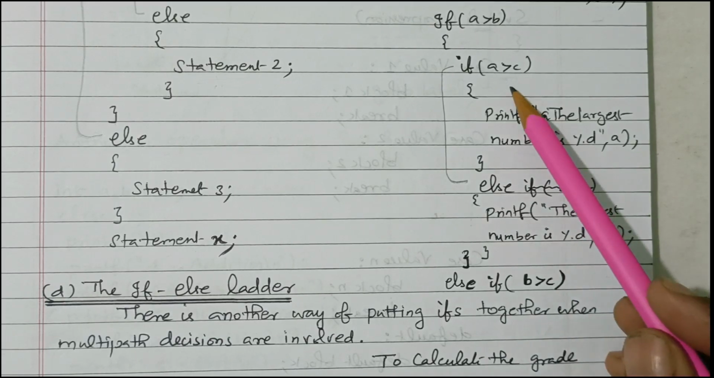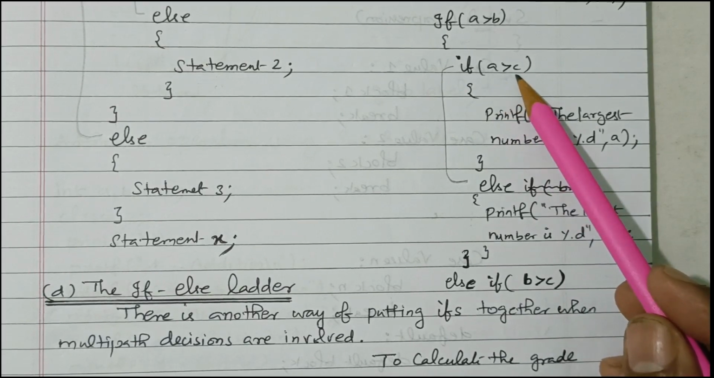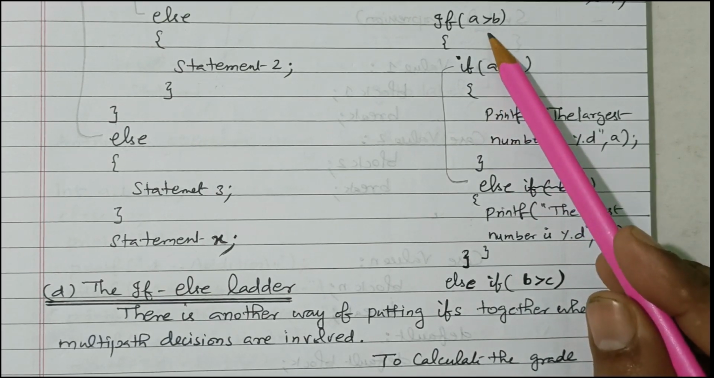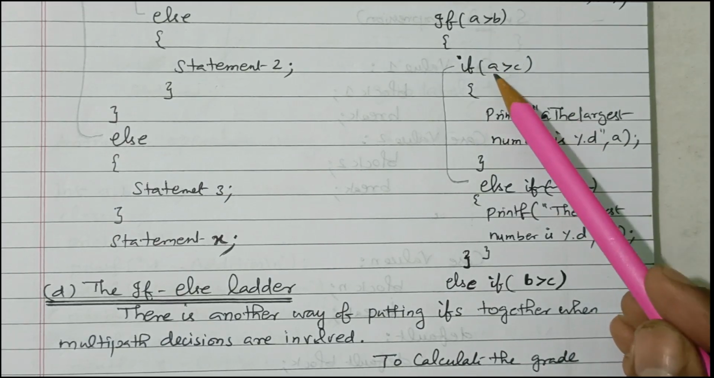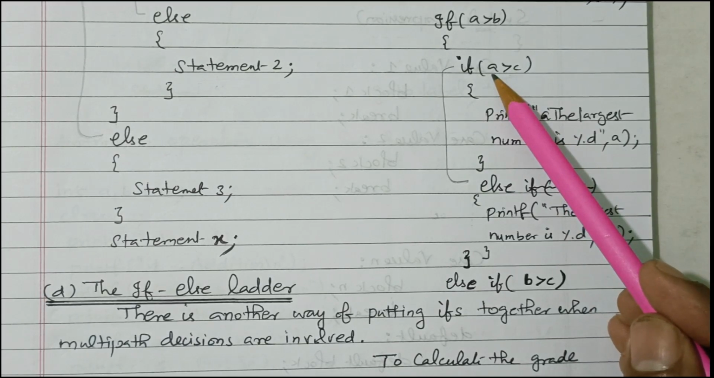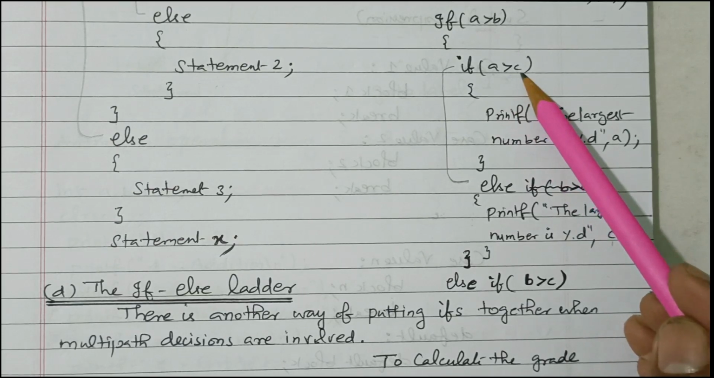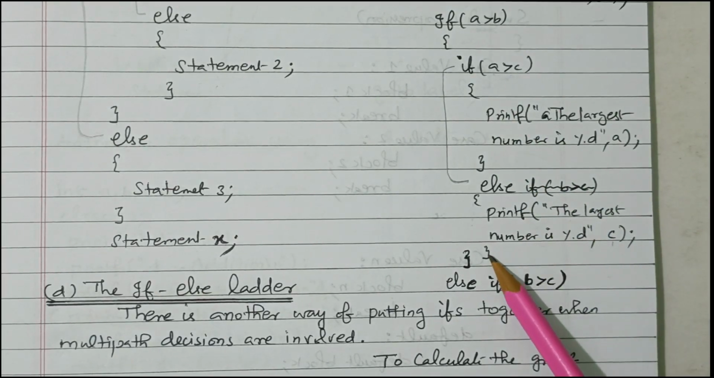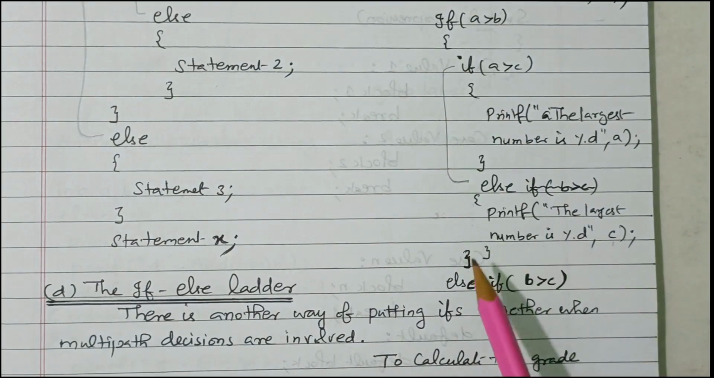So when the second condition is false, automatically this A is smaller and C is bigger. A is already greater than the B, and now C is greater than A itself. So definitely C is the greatest number. Right. So we close this brace, and we close this brace for the first if condition.